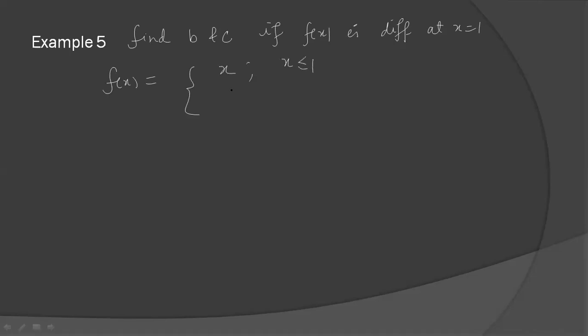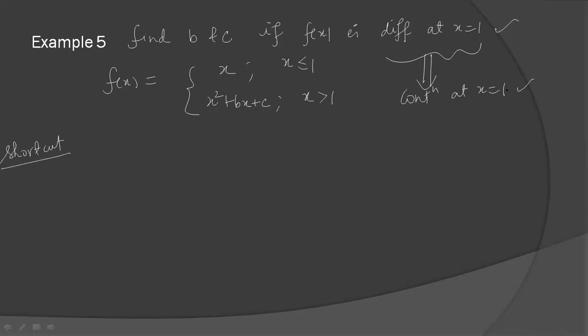Next example we have: find b and c if f of x is differentiable at x equal to 1, where f of x is given as x when x is less than or equal to 1, and x square plus bx plus c when x is greater than 1. The function is given as differentiable at x equal to 1. It means it is also given to you as continuous at x equal to 1. So you can use both conditions to solve it, but we have a shortcut method also.